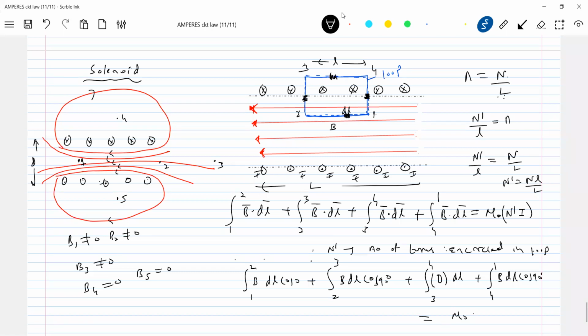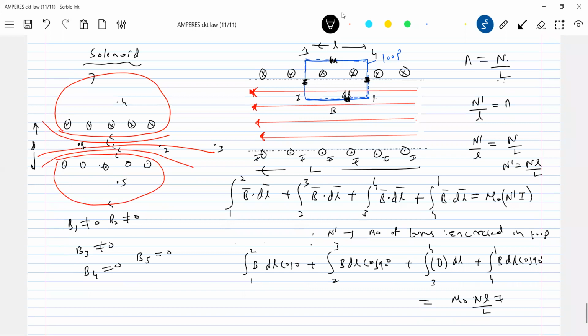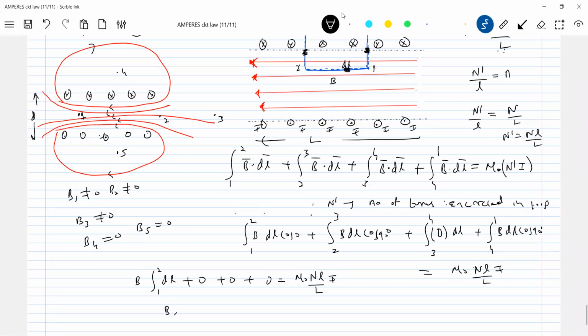What is n dash? You can write it as n small l by capital L into this is I. What should be the LHS? This one, integral 1 to 2 dl. This will be 0. Then this will be 0, equal to mu naught n l by capital L I. What should be the integral of 1 to 2? Should be BL. So finally, it is equal to mu naught n capital L by L.